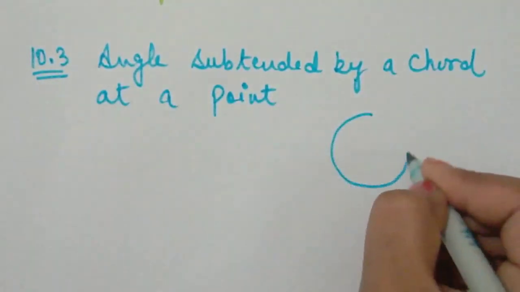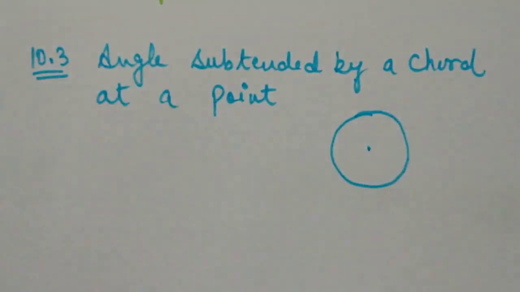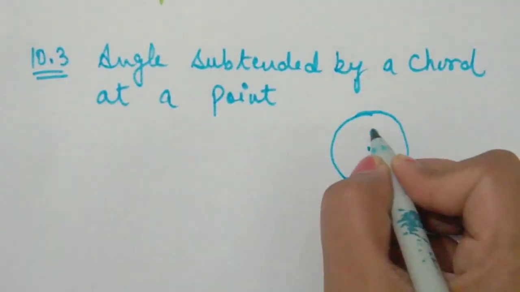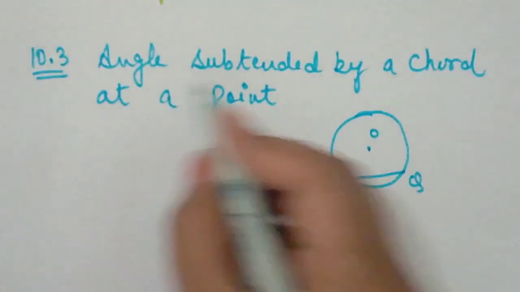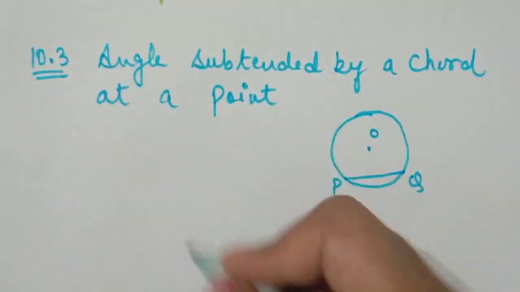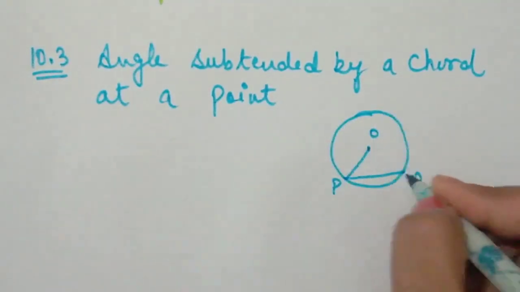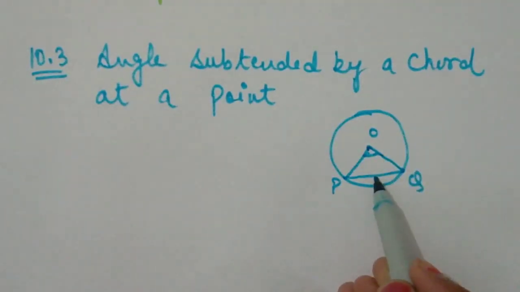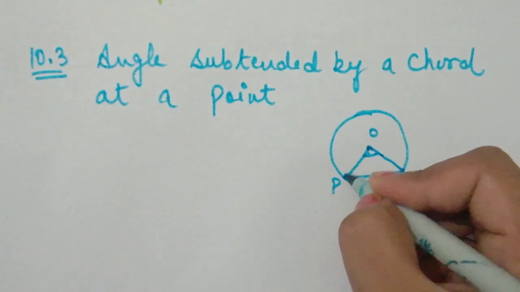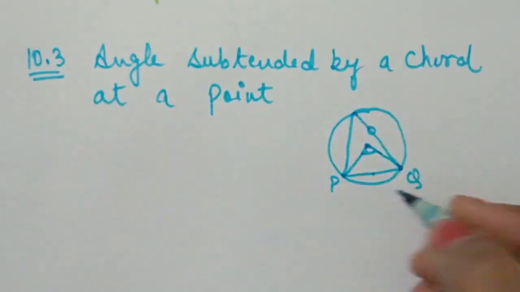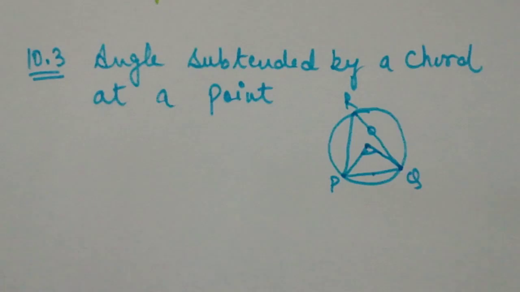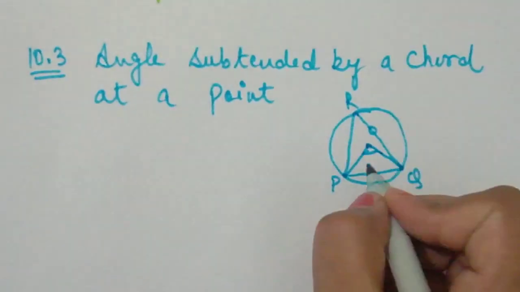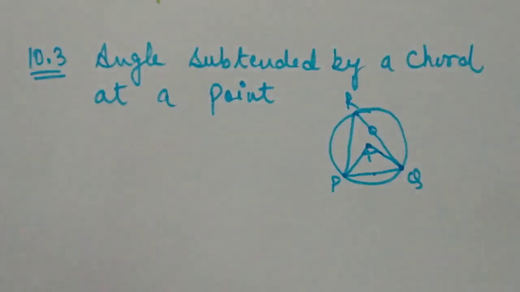When we have a circle and this is our center O, this is a chord PQ. Angle subtended by a chord at a point or at the center. Angle subtended by a chord at the center, this is the angle. This angle is subtended by this chord at the center, and this angle is subtended by the chord at any other point on the circumference of the circle. So angle 1 is subtended by the chord at the center of the circle. Angle 2 is subtended by the chord PQ at the circumference of the circle.